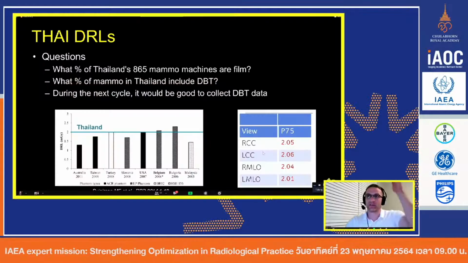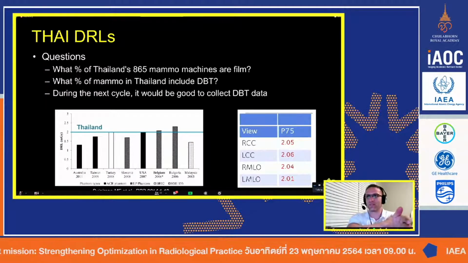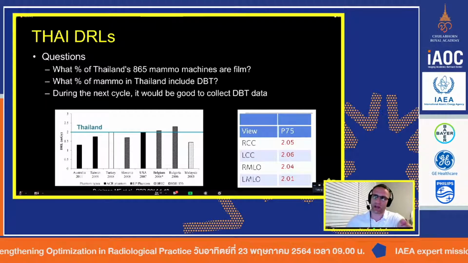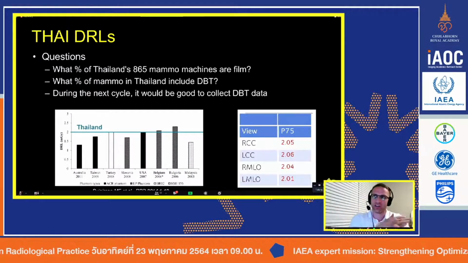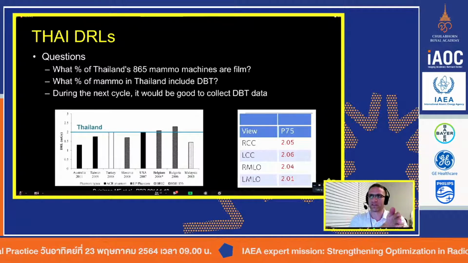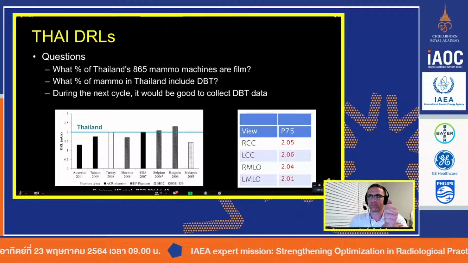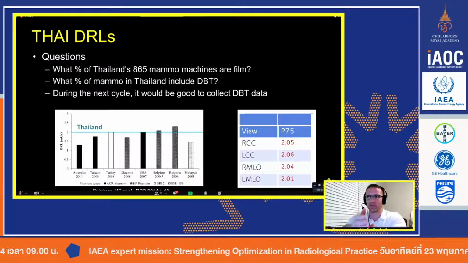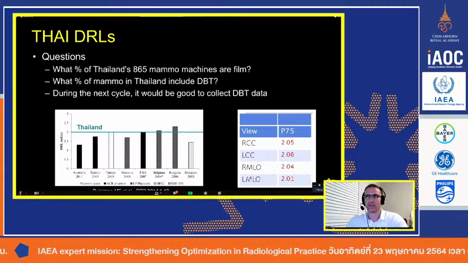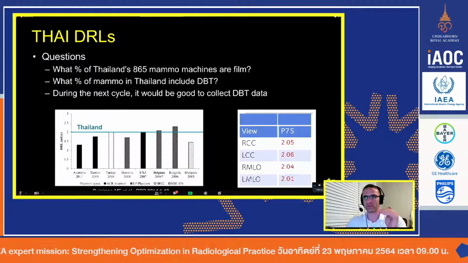So basically you just get all the left CCs. It doesn't matter what thickness, doesn't matter what age, doesn't matter which hospital, it doesn't matter which machine. You just get all the RCCs and you get your median. And then, well, you get everything, your mean, max, median, your 75th percentile, and that's your DRL. And yes, you do that for every view.